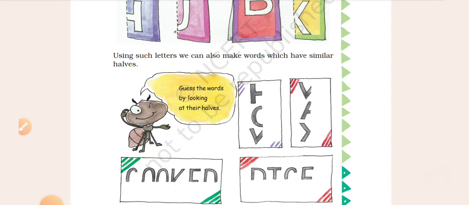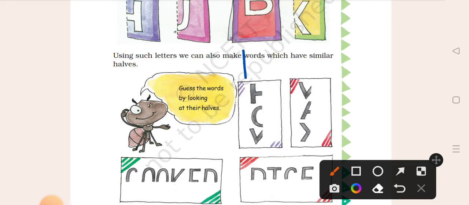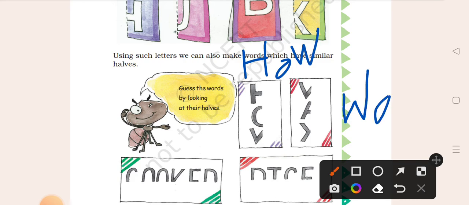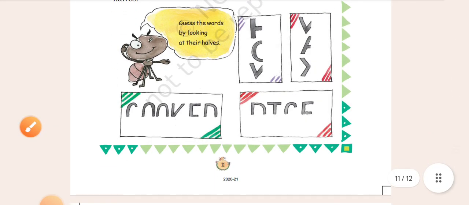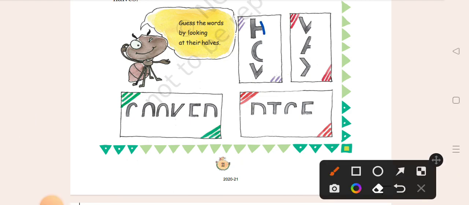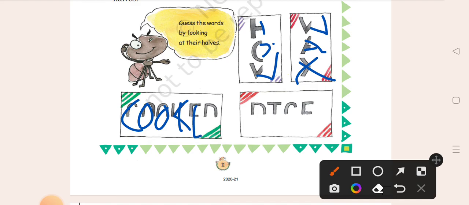Using such letters, we can also draw words. This is HOW. This is WAX. This is the word COOKED, and this is the word DICE. HOW. WAX. Cooked. Dice.